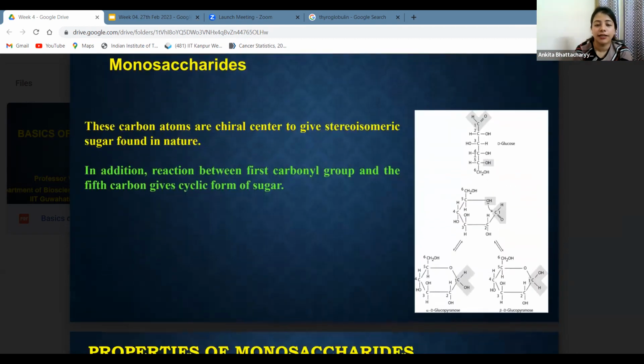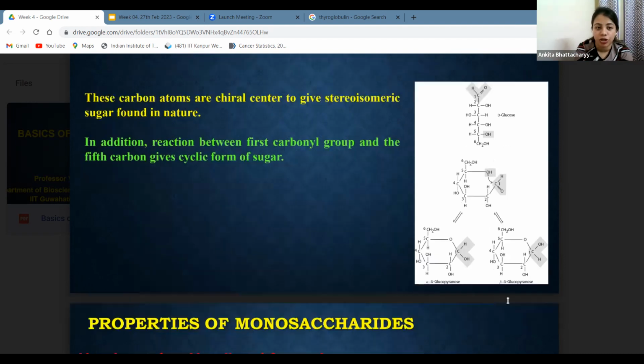Now, in monosaccharides, there are carbon atoms which have the chiral center. The reaction between the first carbonyl and the fifth carbon group will give you cyclization, or the cyclic form of the same sugar, which is what you can see in the figure on the right as well. This is the linearized or chain version, the Fischer projection of glucose, and upon cyclization, when the first carbonyl and the fifth carbon form the cyclic form, you get the glucopyranose form of the same sugar.